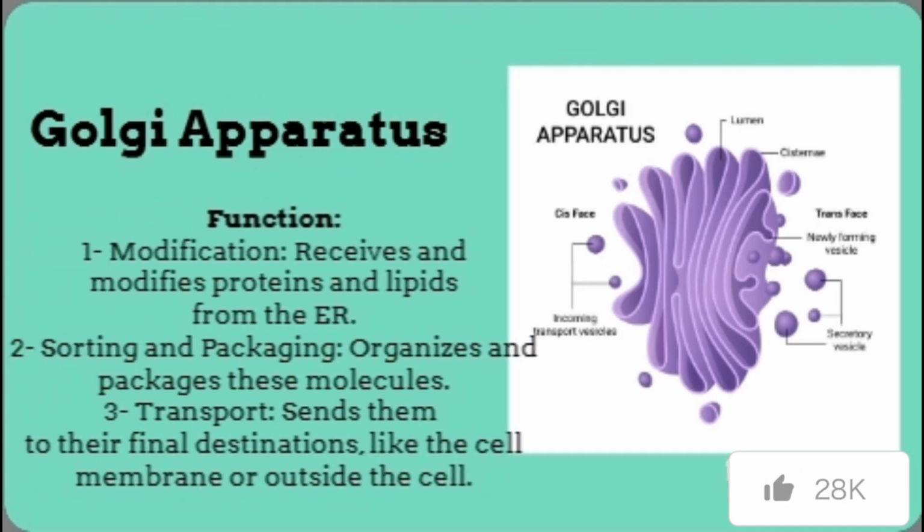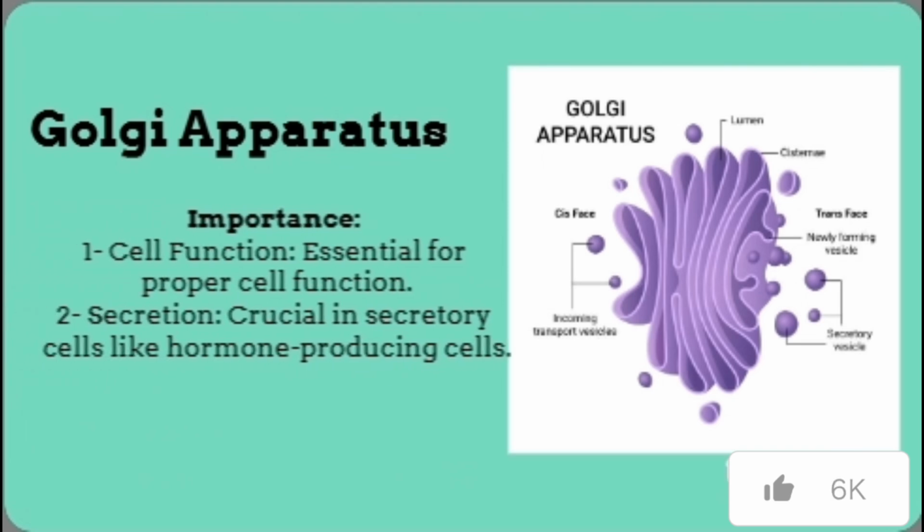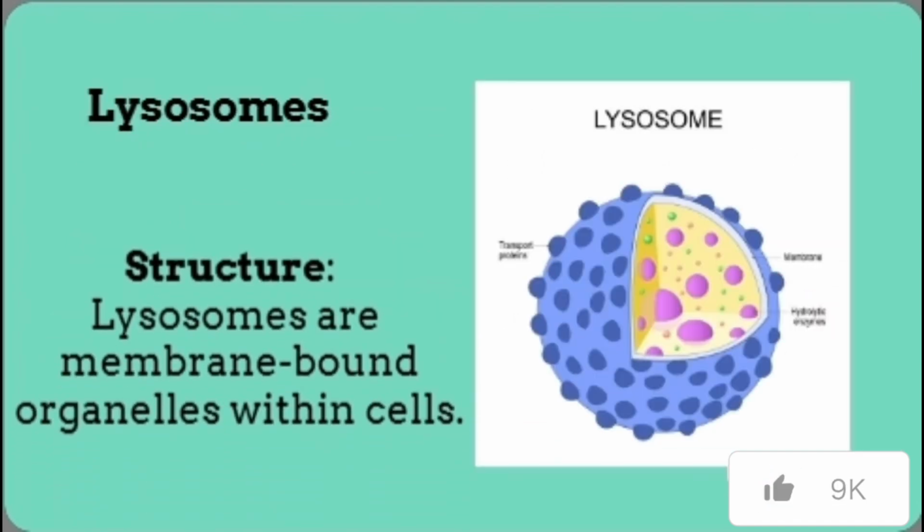The Golgi apparatus functions include receiving and modifying proteins and lipids from the endoplasmic reticulum, organizing and packaging these molecules, and transporting them to their final destinations such as the cell membrane or outside the cell. The Golgi apparatus is crucial for ensuring proper cellular function, and plays a vital role in secretion, particularly in cells that produce hormones and other secretory products.